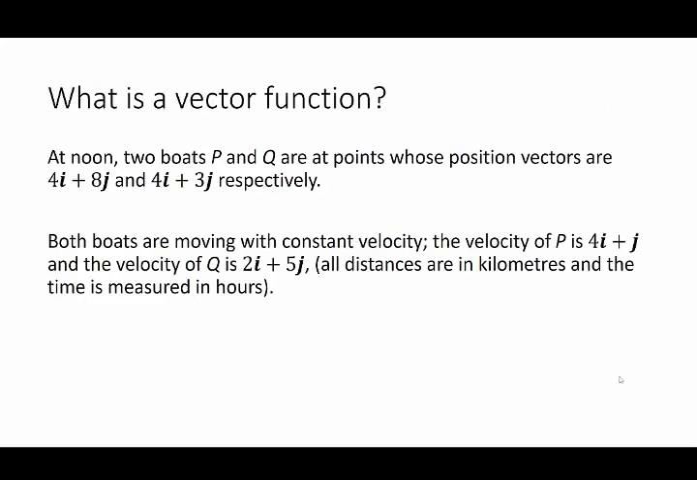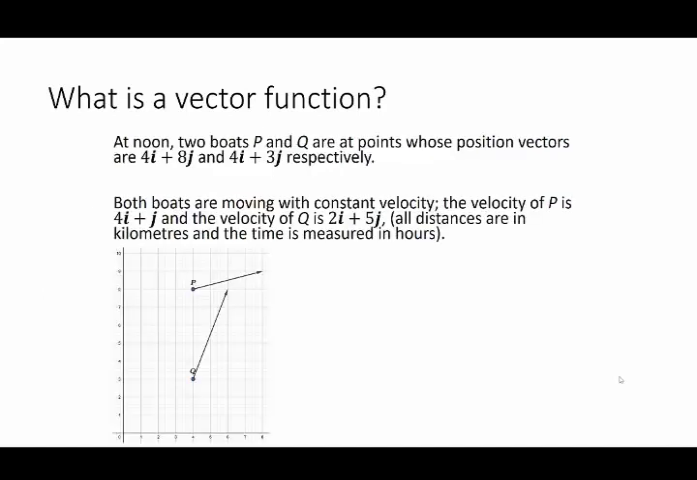So in order to understand how this works from a vector's perspective, we need to understand what a vector function is. We haven't met vector functions yet in Chapter 8. So here's a quick example that just explains how that works. Suppose we've got 2 boats P and Q. They're at particular points and we'll be given position vectors for those points. We're also told they're moving with particular velocity, and each of those velocities is given as a vector.